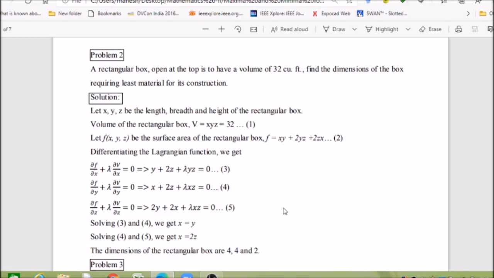So solving 3 and 4 we get x is equal to y, and solving 4 and 5 we get x is equal to 2z. So the dimensions of the rectangular box are 4, 4 and 2. We get these values if we substitute in equation 1.